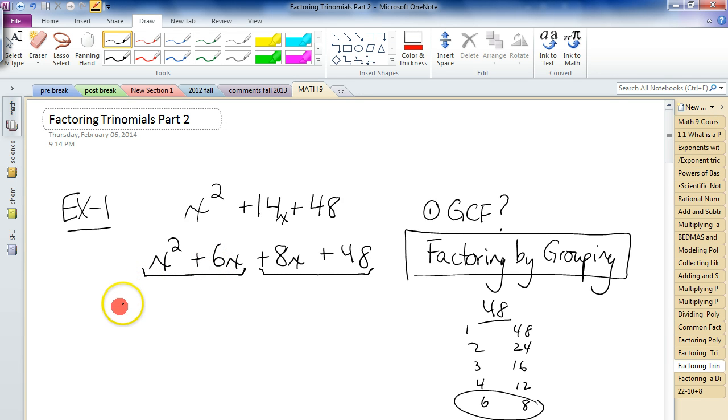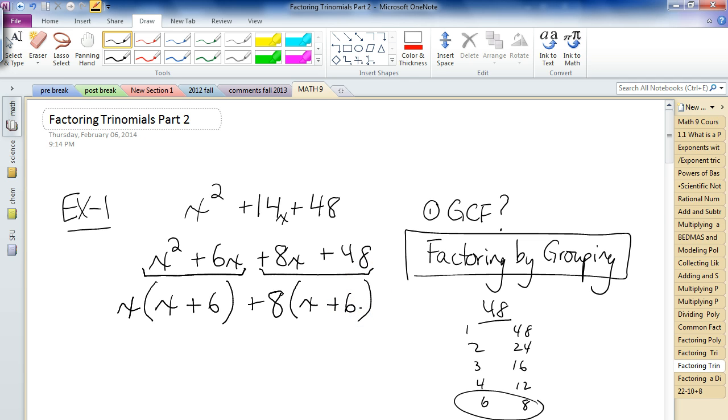Well, they both have at least one x, so I can pull out an x. When I pull an x out of here, I'm left with an x, and when I pull an x out of here, I'm left with 6. That one's done. Now I go to this group, 8x plus 48. What can I pull out of here as a greatest common factor? Well, 8 goes into both, so I can pull out an 8, and I'm left with x and a 6.